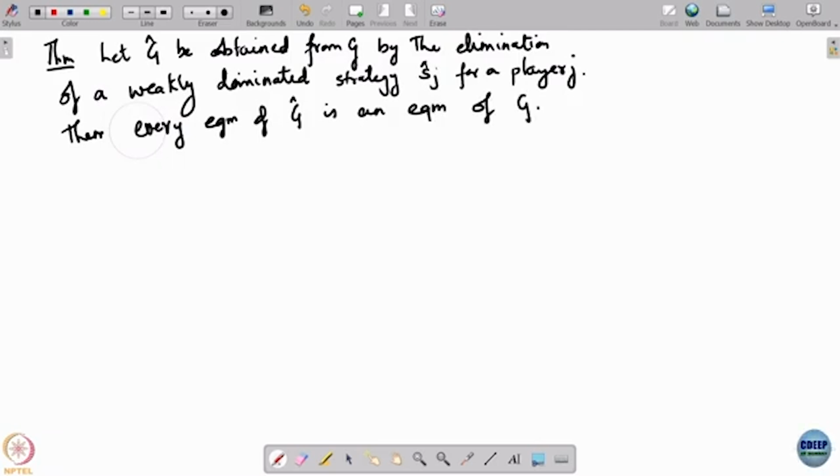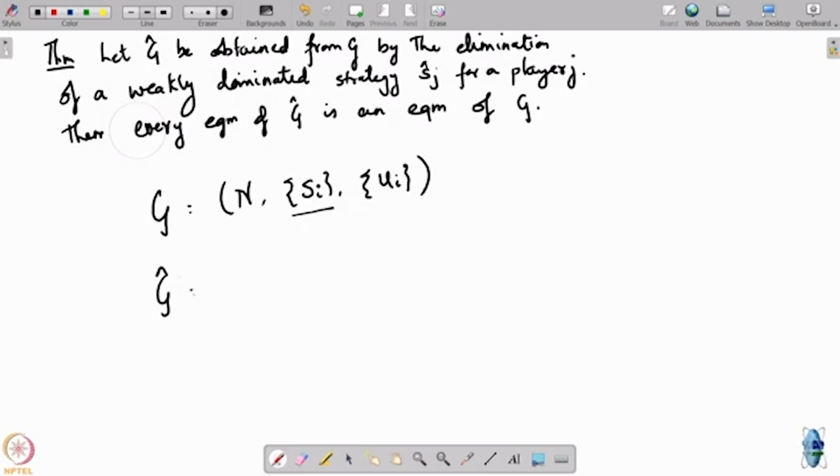Okay. So, recall what the setting was. We had G, which was a game comprising n players. These were the strategy sets and these were their utilities. When I put these curly brackets around the S_i, it means that I am looking at S1 to Sn. Similarly, curly brackets around U_i is U1 to Un. So, this was your game G, and then we considered another game G hat, which is formed from the same set of players, these strategy sets S hat i, and the same utilities U_i.